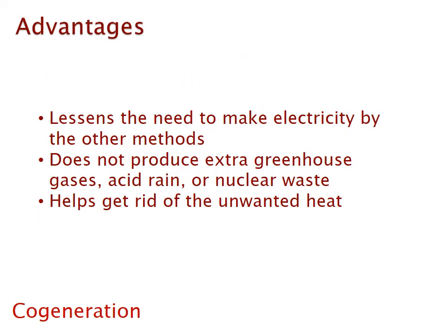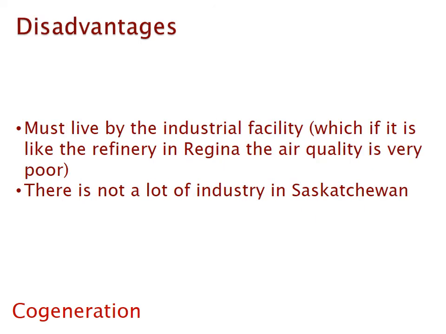Advantages: it lessens the need to make electricity by other methods. It does not produce extra greenhouse gases, acid rain, or nuclear waste, and it helps get rid of that unwanted heat, which oftentimes is a problem for industry. Disadvantages: you must live by the industrial facility, which, if it is like the refinery in Regina, the air quality is very poor, and there is not a lot of industry in Saskatchewan.